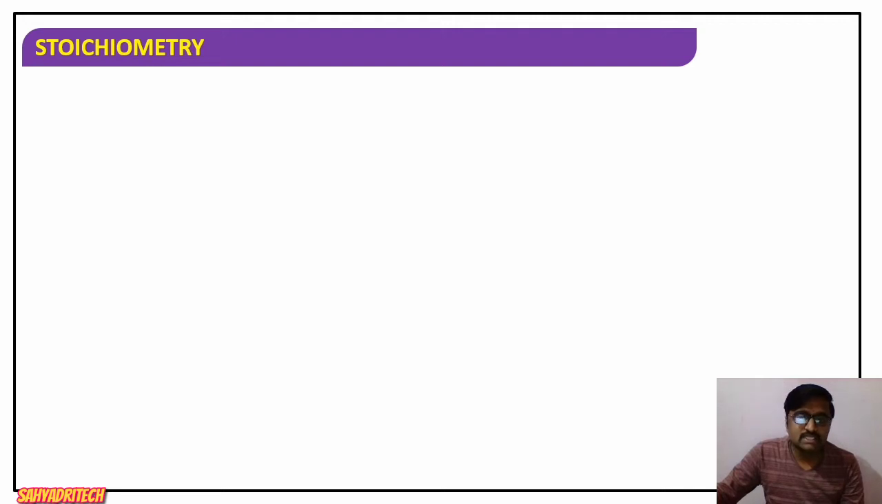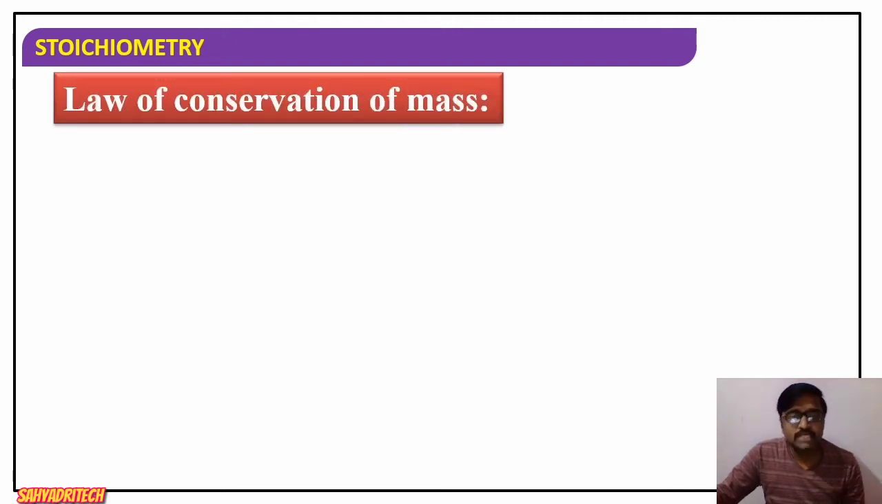In this session I'm going to concentrate on the first law. What is that? Law of conservation of mass. We already know the meaning of mass, right? Mass is nothing but the quantity of matter, or the amount of substance present in a substance. The amount of matter present in a substance is called its mass. And what about mass? Mass is a constant quantity.